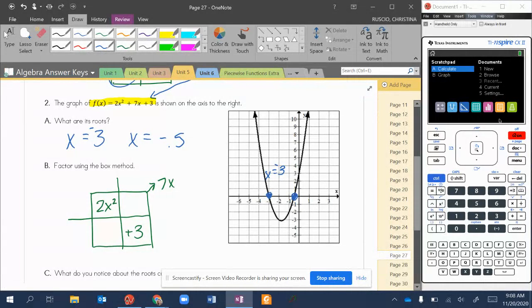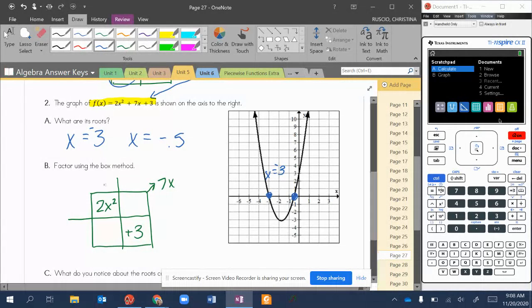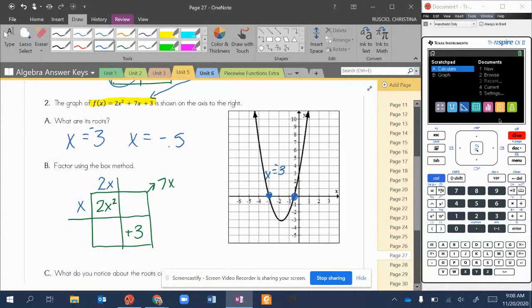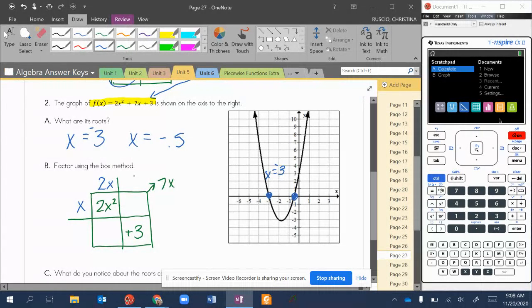So what we need to do now is find two things that multiply to 2x squared. Well, if you're thinking 2x and x, you are absolutely right. Okay, what two numbers multiply to 3? Well, we have 1 and 3. That's pretty much it. We could try the 1 here and the 3 down here, or the 3 up here and the 1 down here.